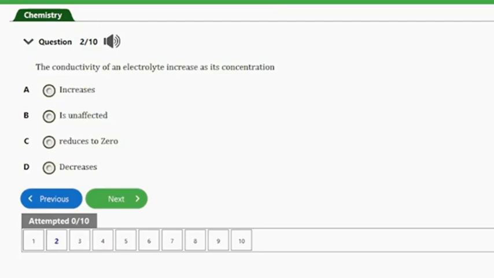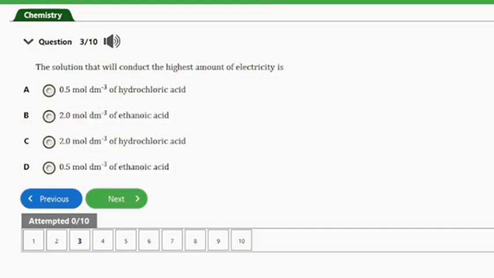Question number 2, it says, the conductivity of an electrolyte increases as its concentration A, increases, B, is unaffected, C, reduces to 0, D, decreases. So guys, the answer to this question is option A, and that's increases. The conductivity of an electrolyte increases as its concentration also increases. So let's consider the next question.